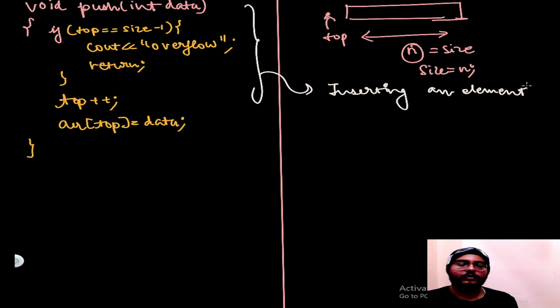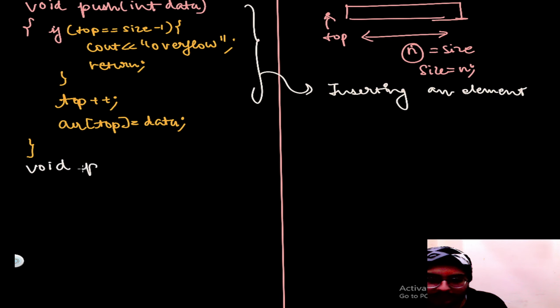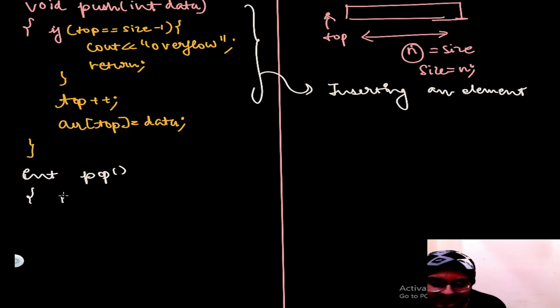Okay, now we will see the pop function. Void pop, it will not take any input data. You can actually make this function return an integer, int pop, so you can return which element was removed.